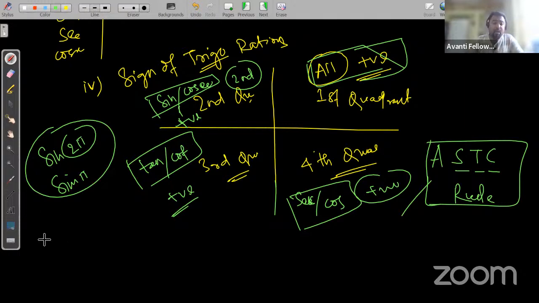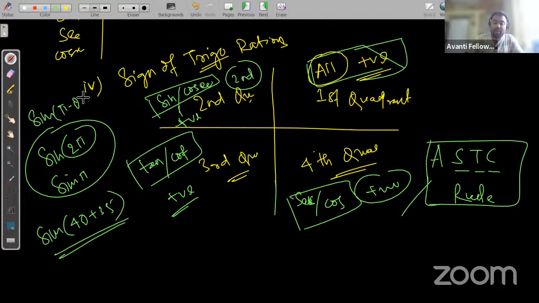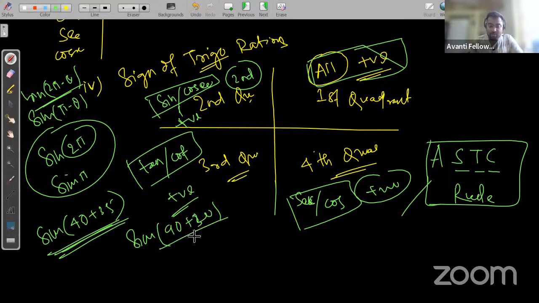Compound angles means, if I ask you to find sine of 40 plus 35, how can you find it? So, trigonometric ratios of compound angles. And also the general angles. General angles means, if I ask you sine of pi minus theta, sine of 2 pi minus theta, right? So these are my general angles. And for compound angles, if I ask you sine of 90 plus 30, how can you find the trigonometric ratios for compound angles also?